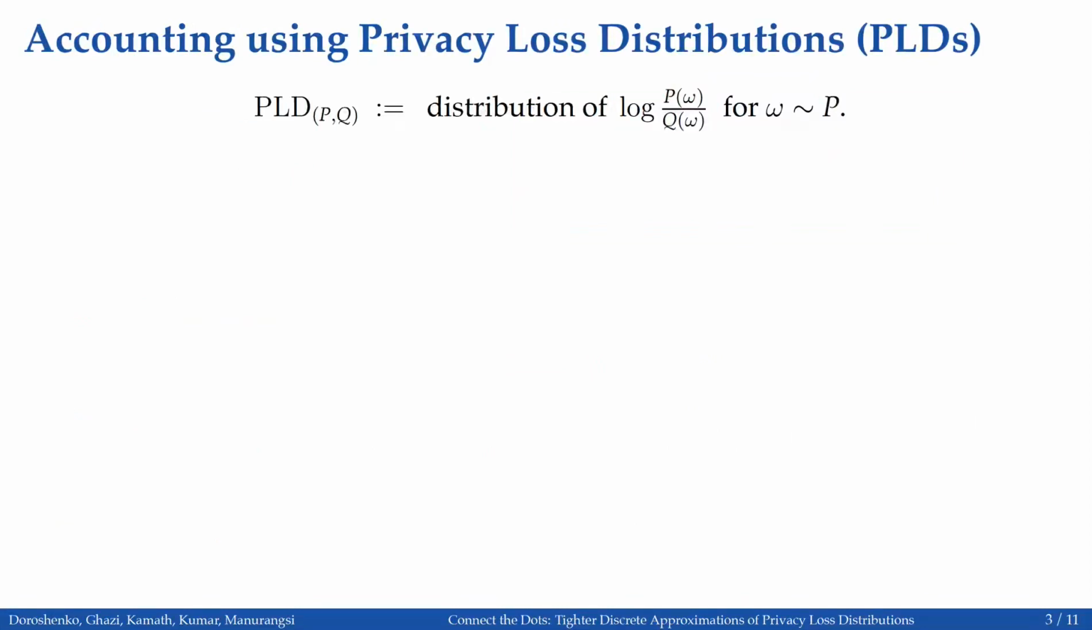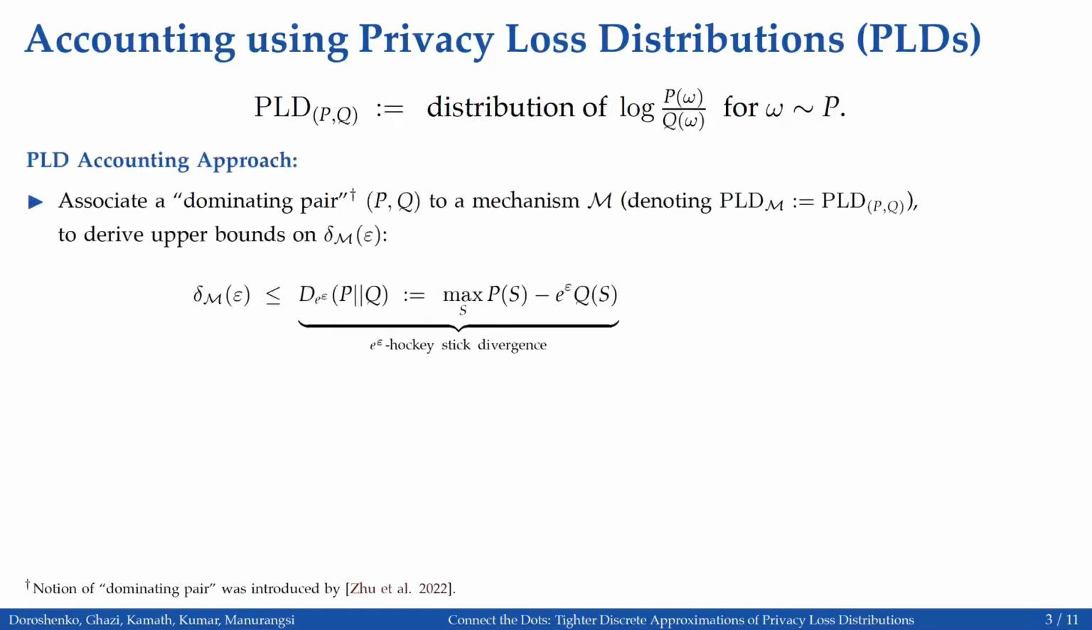At a high level, this approach works by associating a worst case or a dominating pair of probability distributions, P and Q, to a given mechanism, such that the e to the epsilon hockey stick divergence between P and Q gives an upper bound on the delta value of the mechanism for any given epsilon. This can also be naturally expressed in terms of the corresponding PLD. We will abuse notation to call this the hockey stick divergence of the PLD itself.